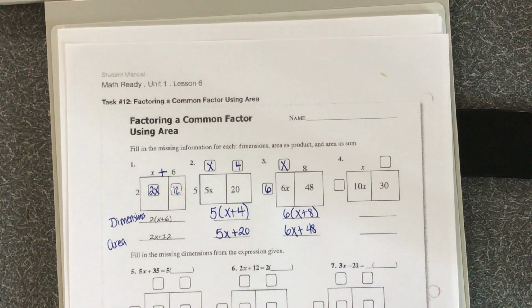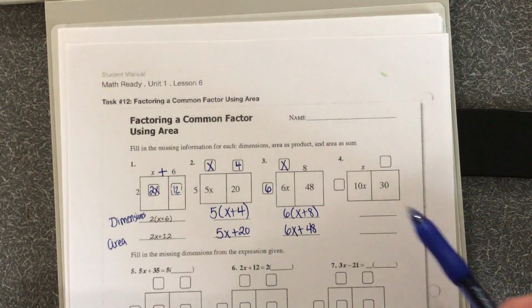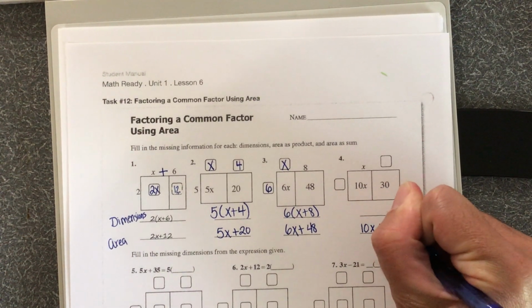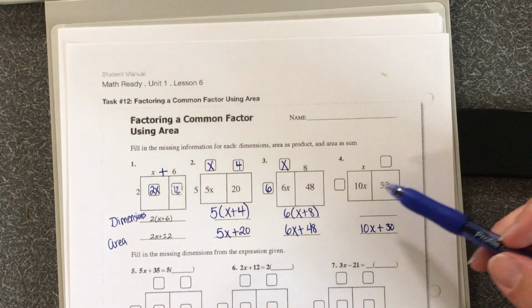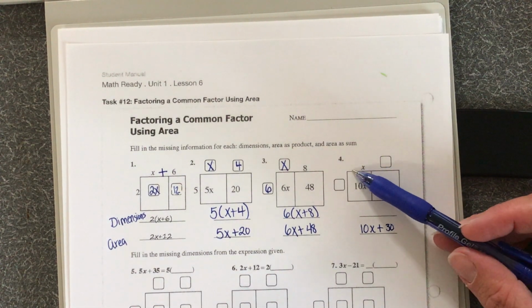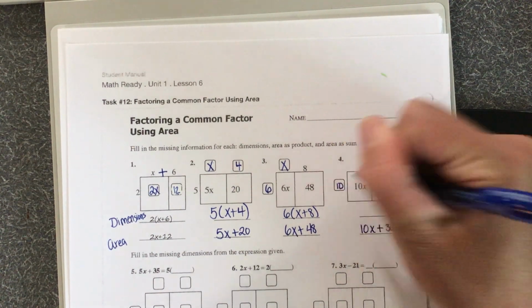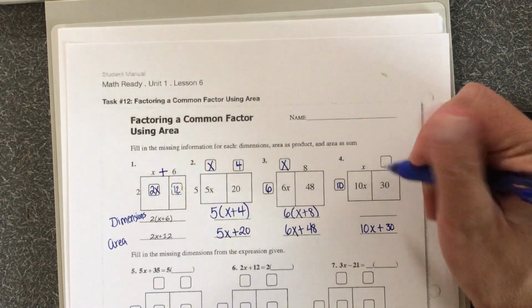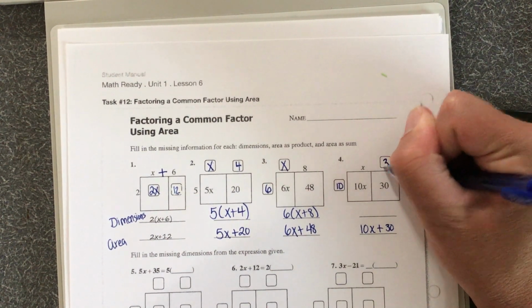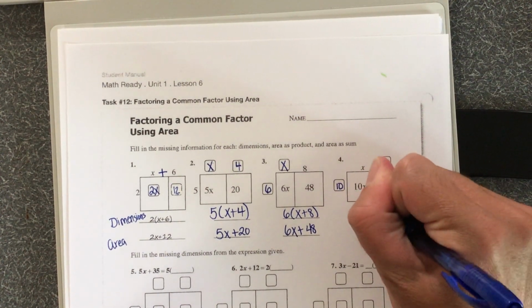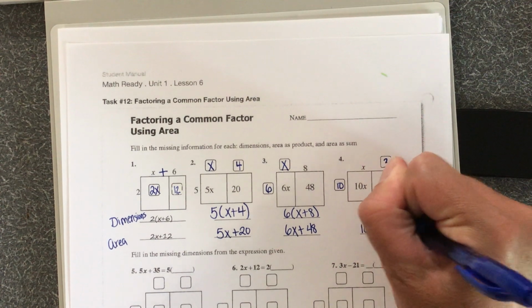So what about in my next example? If I have a total area of 10x plus 30, then if I've got a length here of x, times what is 10x? So this has to be my 10. And 10 times what is 30? 10 times 3. So my dimensions are 10 by x plus 3.